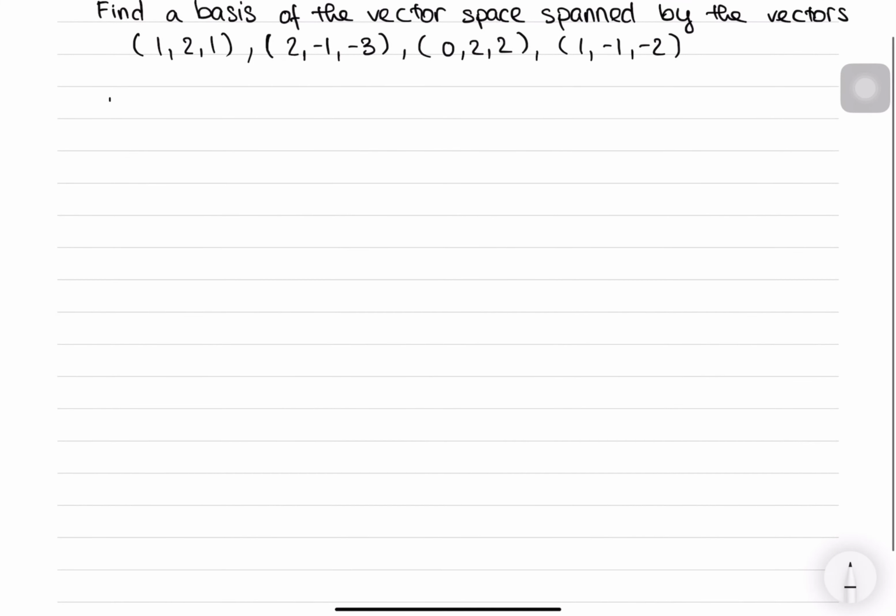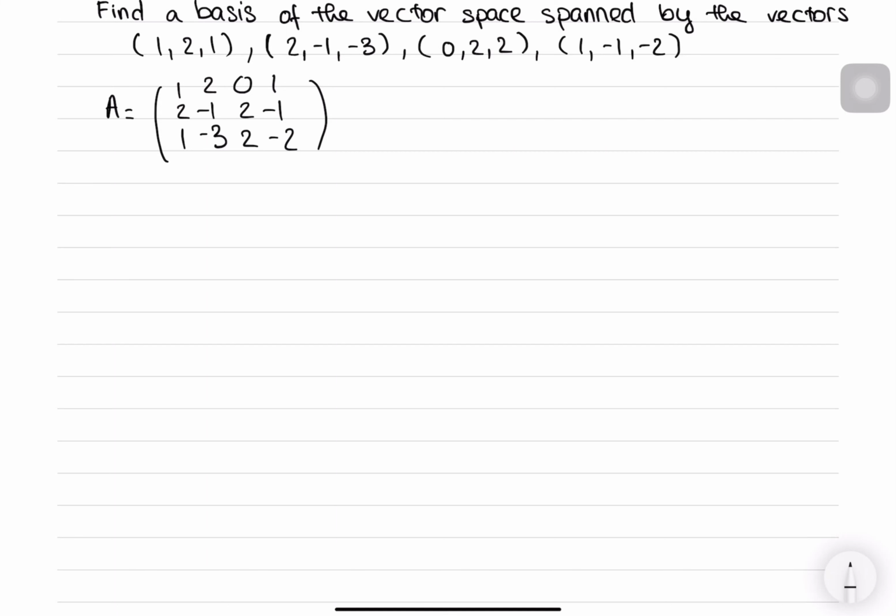So I'm going to call the matrix A and write it down. 1, 2, 1, 2, minus 1, minus 3, 0, 2, 2, 1, minus 1, minus 2. So we have our matrix A. Let's use simple row operations to reduce the matrix into echelon form.